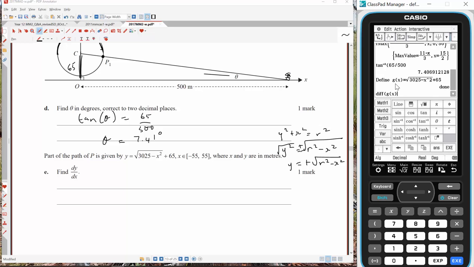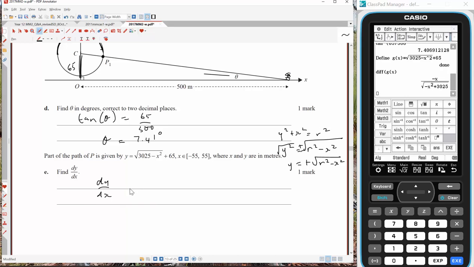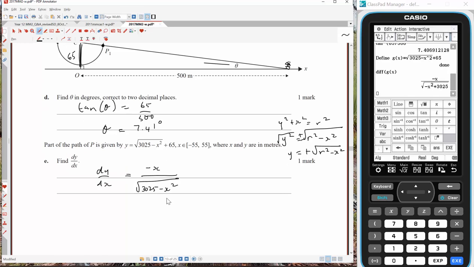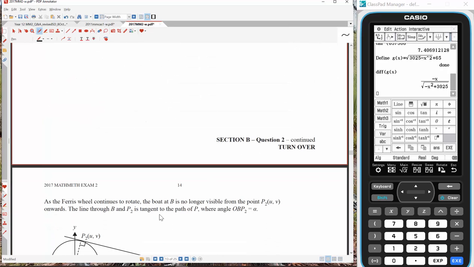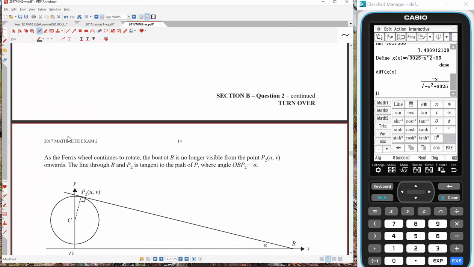So if g of x, let's get that version of it. So dy/dx equals negative x over root 3025 take away x squared. Okay, here's where it starts to get pretty tough.